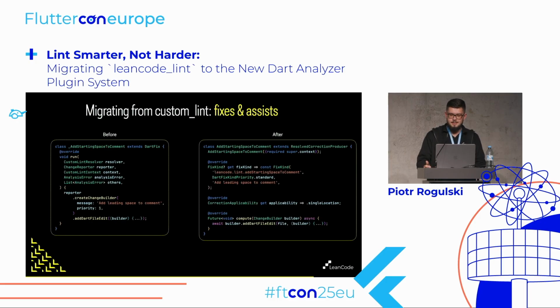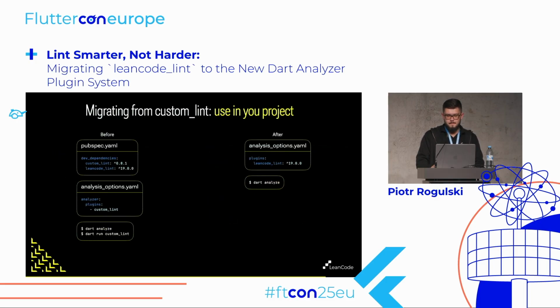But other than that, all the previous Dart analyzer API is still available. You can still create very rich changes, since you have access to the change builder and the Dart file edit. You can create many complicated changes in different parts of the code just from one correction producer. This gives the ability to create very rich and dynamic changes in the code just by one click of a button. And finally, how to use it in your project.